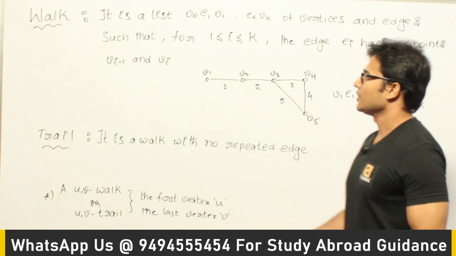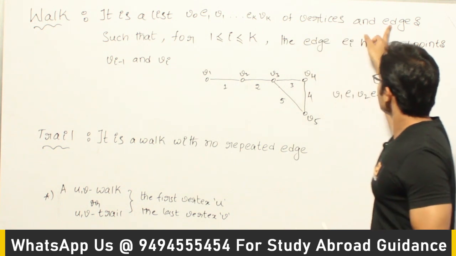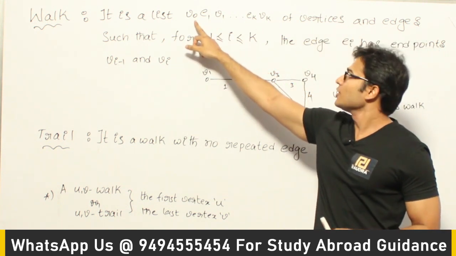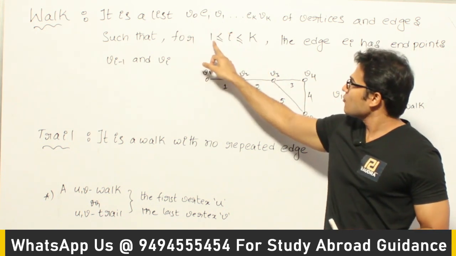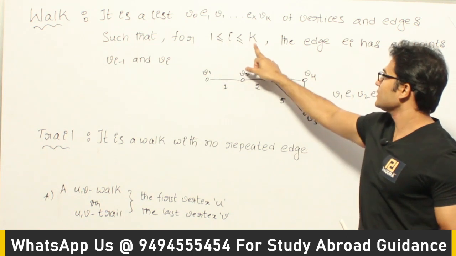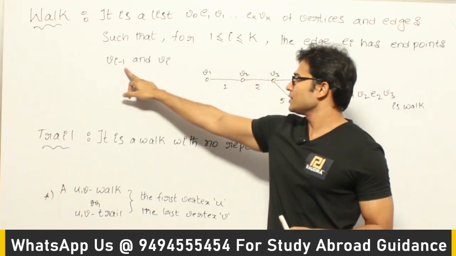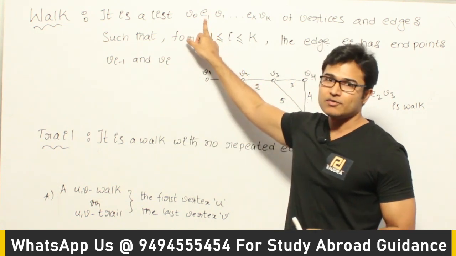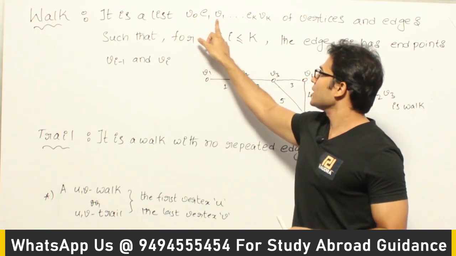Now let's look at this, a walk. It is a list of vertices and edges such that, we have to write the vertices and edges like this: v0, e1, v1, and so on, such that 1 is less than or equal to i is less than or equal to k. The edge ei has endpoints vi minus 1 and vi. So if you observe this particular edge, e1 should have one end as v0 and the other end as v1.